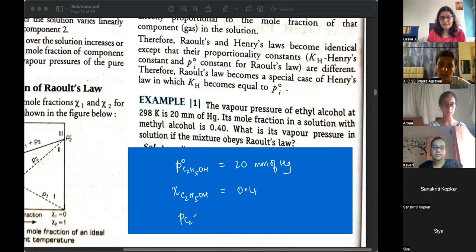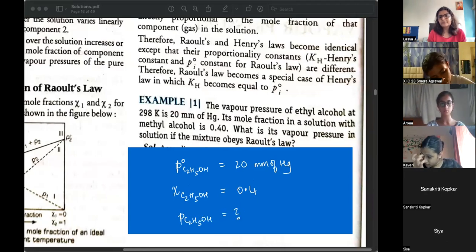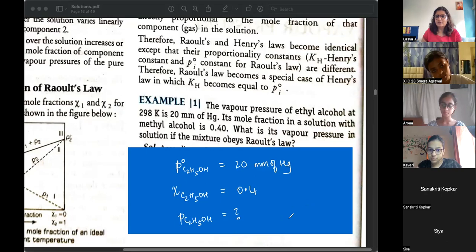So what is P of C2H5OH? What is its vapor pressure? If it obeys Raoult's law, you can directly apply Raoult's law without any problems. Can you guys work this out and tell me what it is? The formula is already written based on Raoult's law. What should it be?